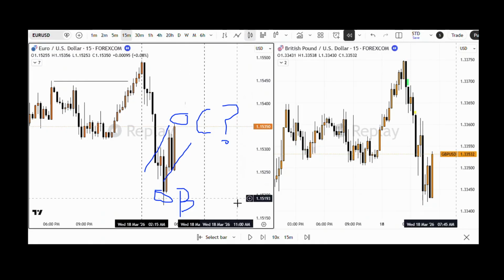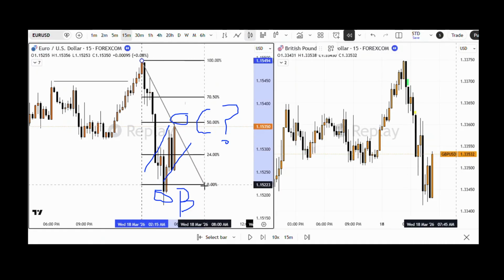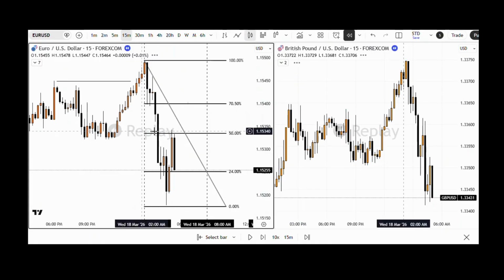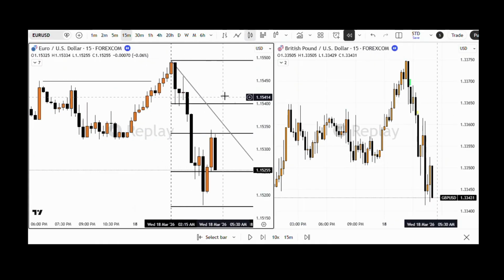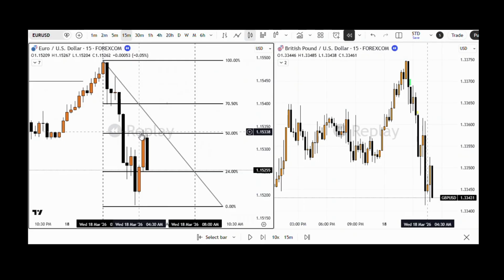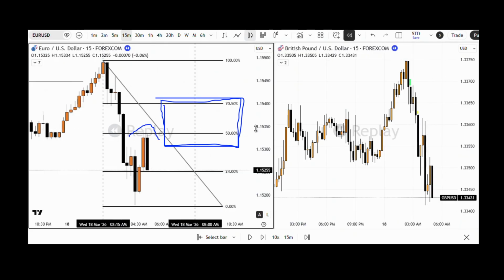okay? And we want this to go to where? The 50 or the 70. So if I run my fib, we've got the 50 and the 70. Now I'm going to run this back a little bit here. Okay, so price runs, hits the 50. You're excited. Now at point C, this is where we start to hunt for trades.